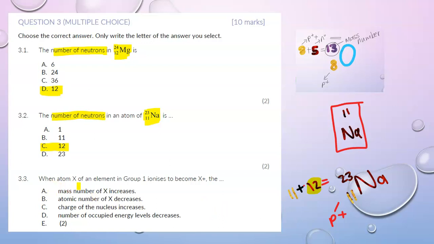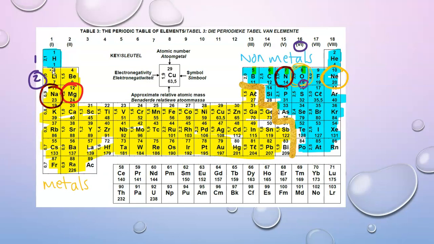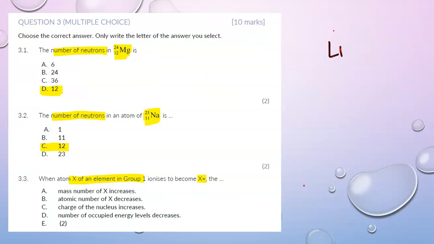3.3. When atom X of an element in group 1 ionizes to become X plus, what happens? Okay, so this one is a little bit involved just because the options that they give us are a little bit obscure. Now, they tell us we are working with X, an element in group 1. That's very impersonal, so let's go find someone. Let's take Lily. We like Lily. So if we look at Lily, Lily is number 3 in the periodic table.